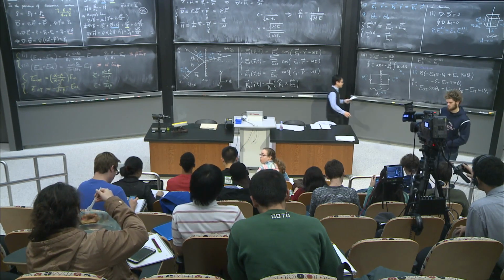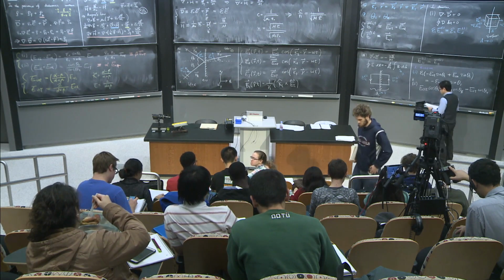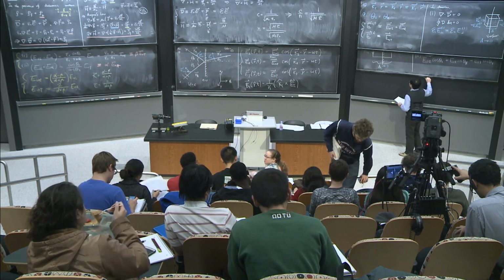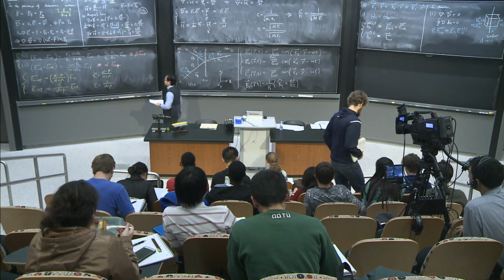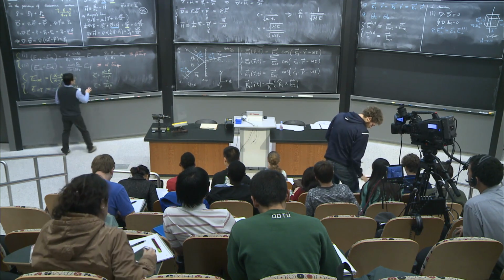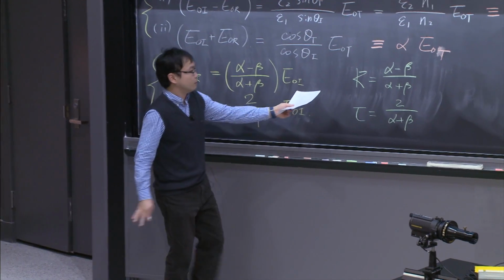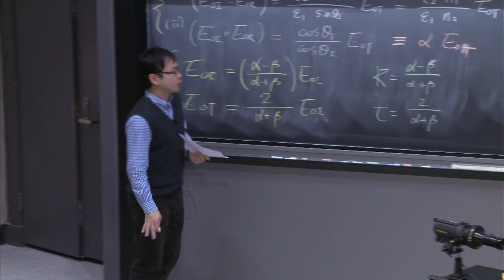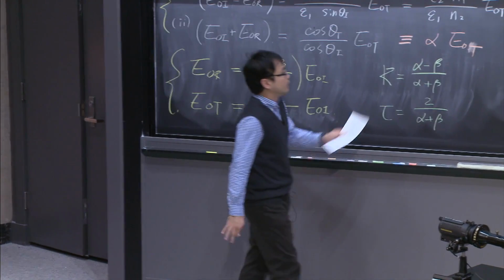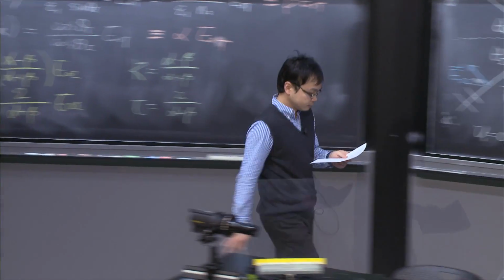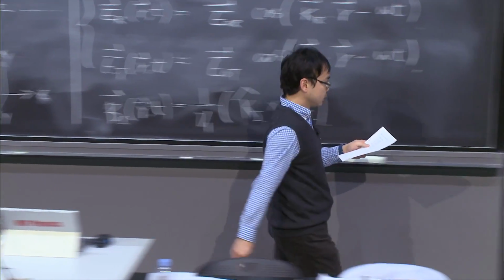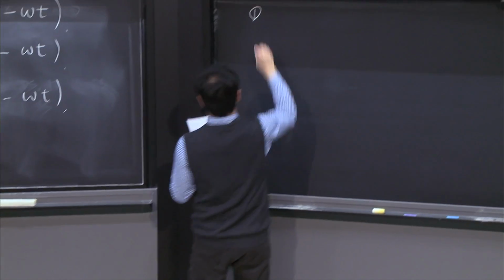Okay, very good. We have survived this, and now it's time to enjoy what we have learned from this equation. Welcome back, everybody. We have solved for the reflection coefficient and the transmission coefficient tau, and those are functions of alpha and beta. So let's consider 3 different interesting cases.